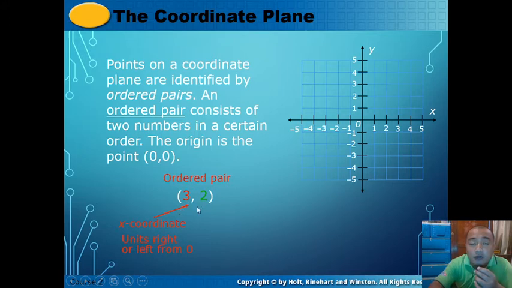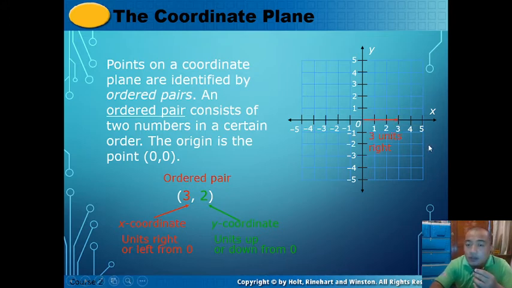Other term for x coordinate is what? Starts with letter A. It's called abscissa. How about the 2? What do we call this 2? It's called the y coordinate, units up or down from 0. What's the other term for the y coordinate? Ordinate, right? 3 is the x coordinate or the abscissa, 2 is the y coordinate or the ordinate.